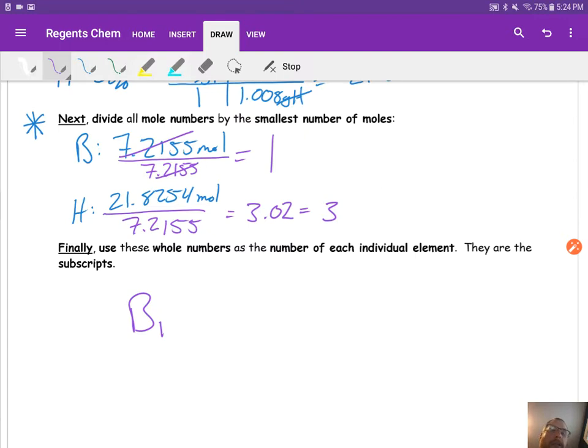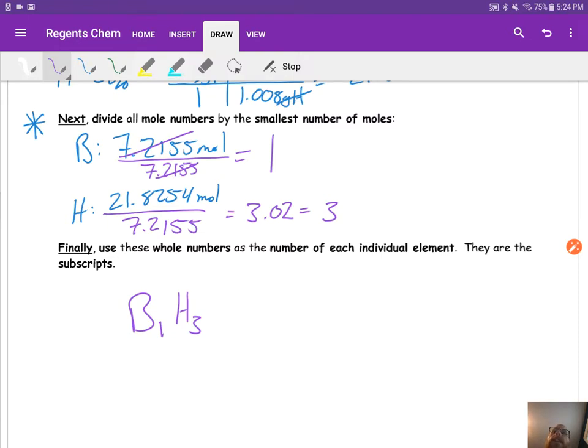No. Okay, so for the purpose of this first example, I'm putting the 1 there just to show you where I got that. And then hydrogen, we would have 3. So I would have BH3 as my final answer. That'd be my empirical formula. So ask yourself, is this the simplest whole number ratio? Can I divide these numbers down anymore and still have whole numbers? No, I can't. This is the simplest, therefore it's my empirical formula.